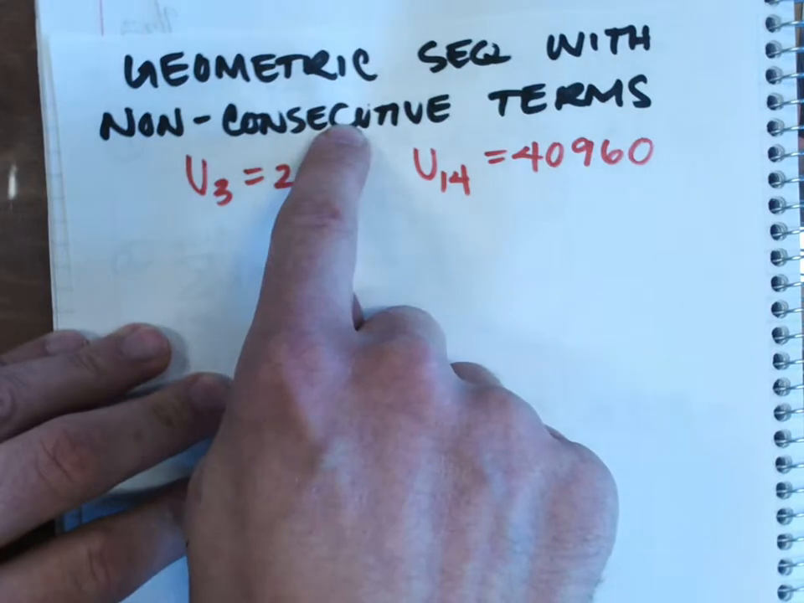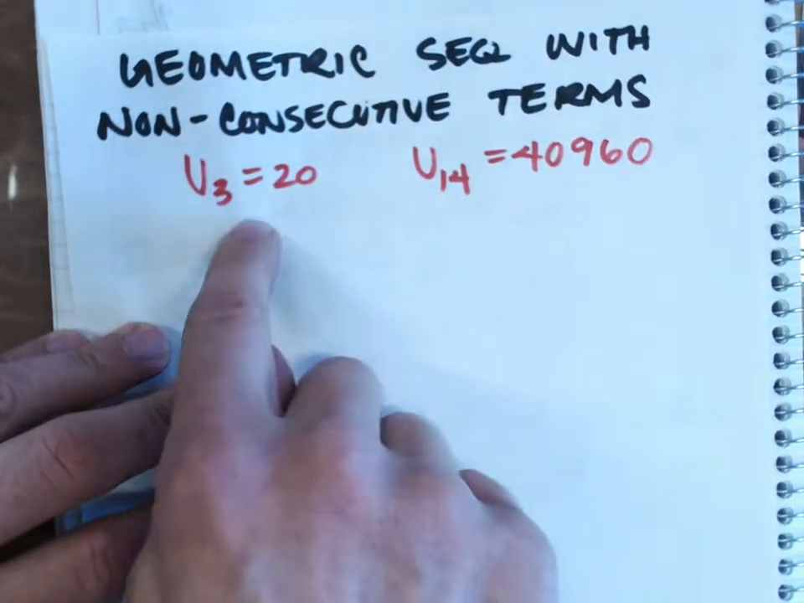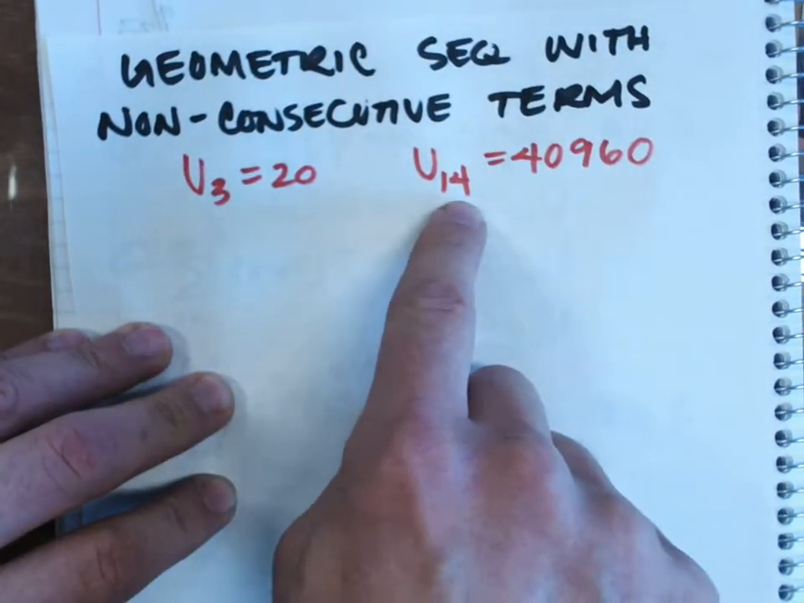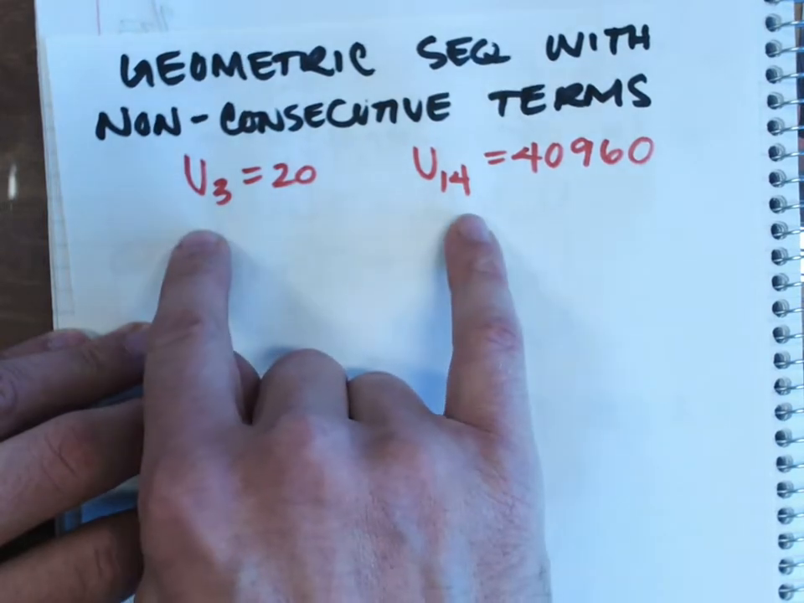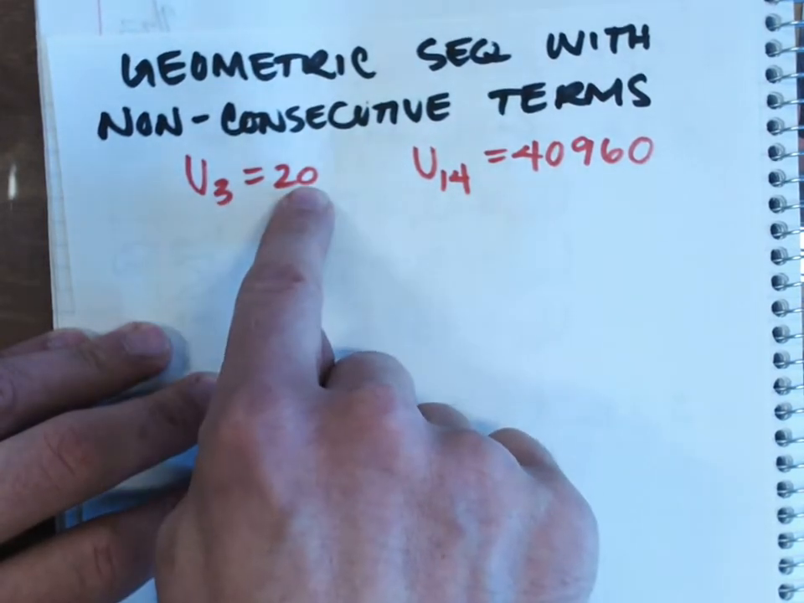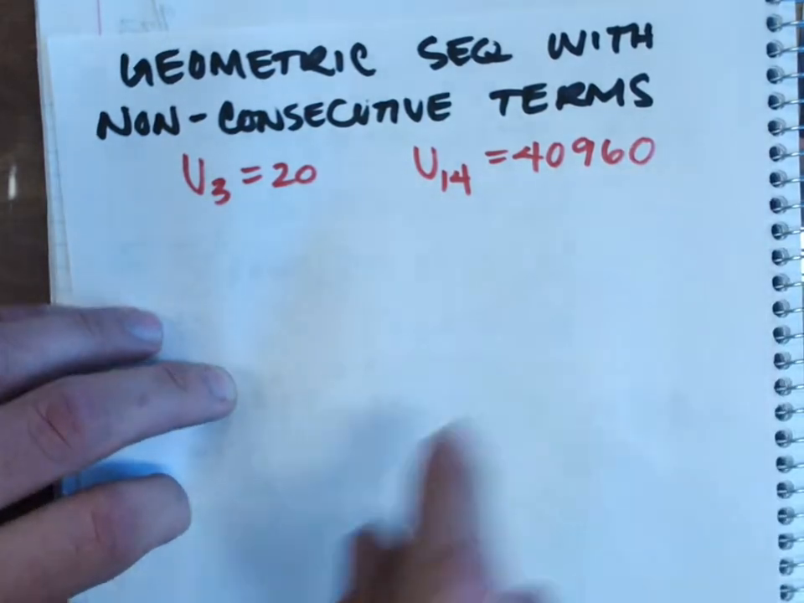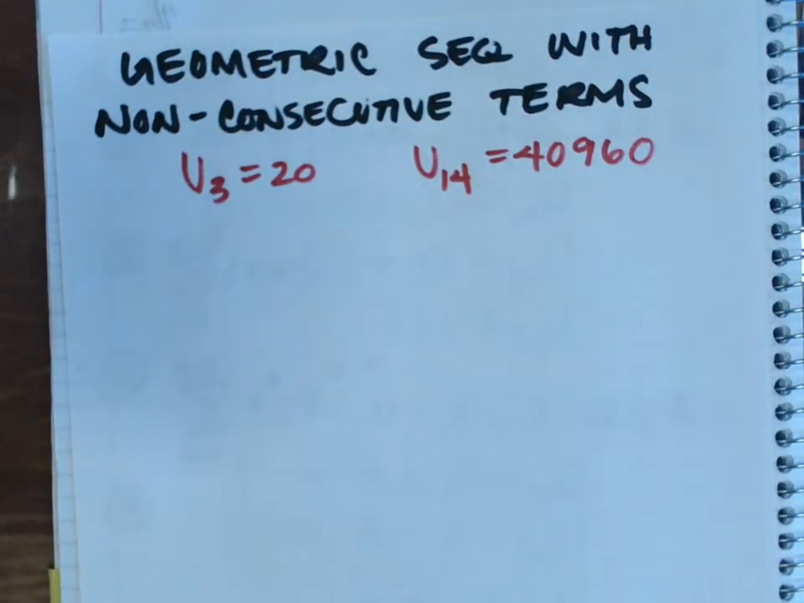Now, first off, this is non-consecutive, meaning that the information that's given is these values are not next to each other in the table. There's a gap in between them. The third number is 20 and the 14th number is 40,960. And so we're going to figure this out.